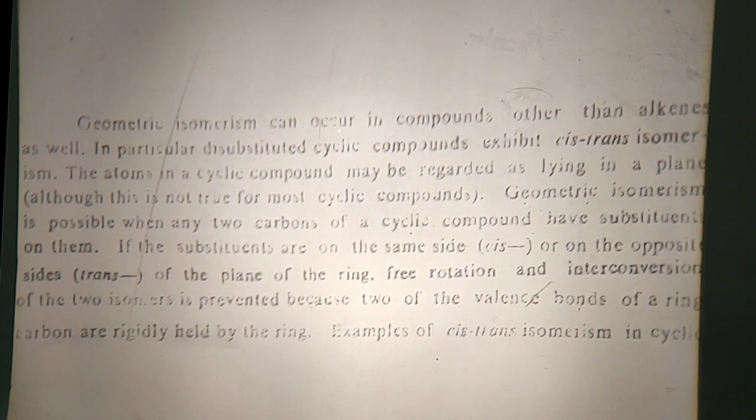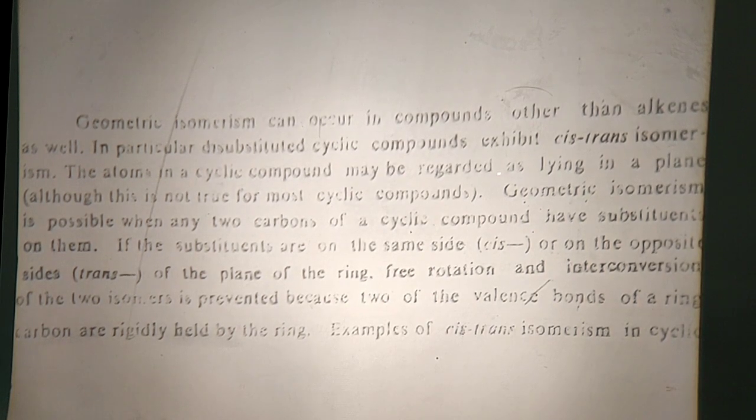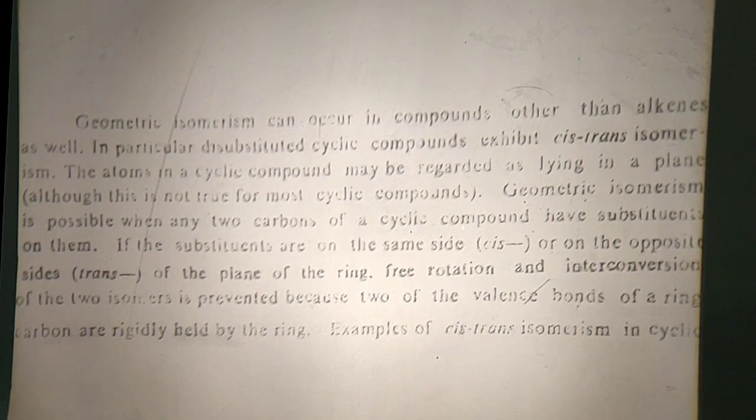Geometric isomerism can occur in compounds other than alkenes as well, and I have given you the previous example of an alkene. In particular, bi-substituted cyclic compounds exhibit cis-isomer and trans-isomer forms. The atoms in a cyclic compound may be regarded as lying in a plane. Geometric isomerism is possible when any two carbons of a cyclic compound have substituents on them.